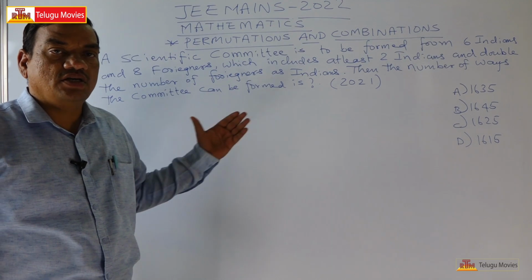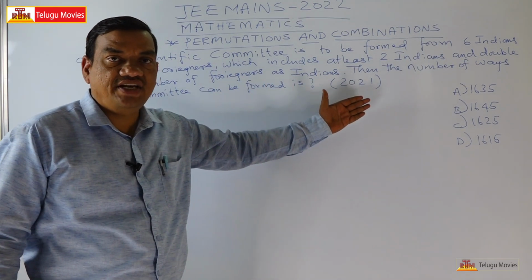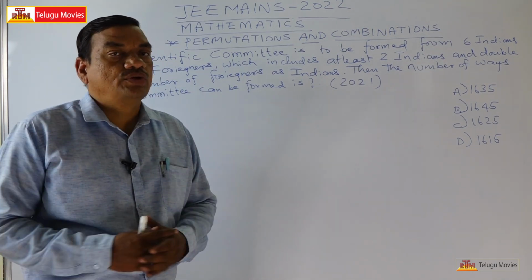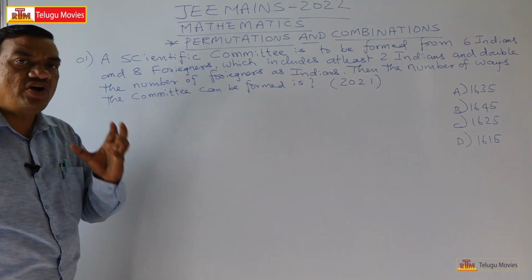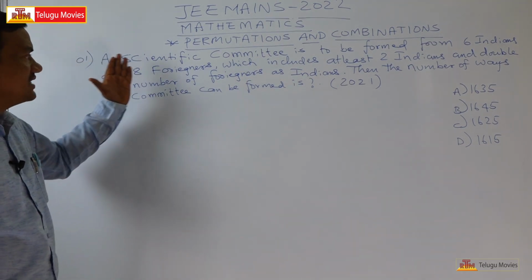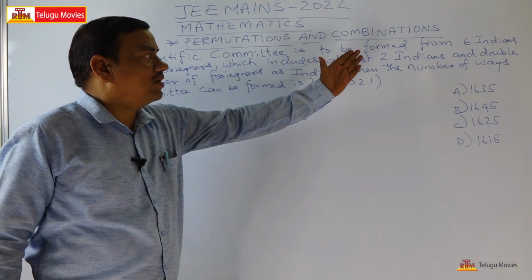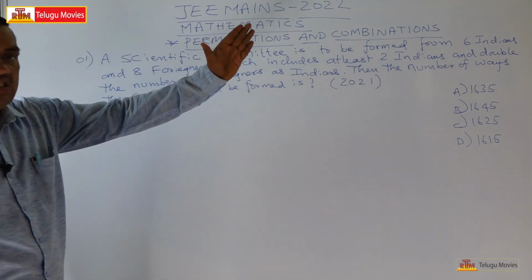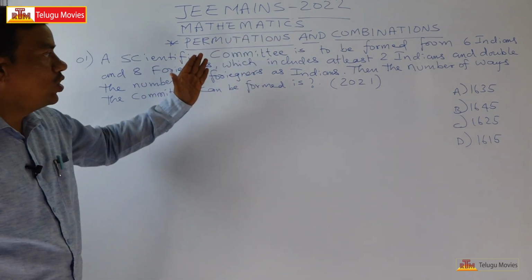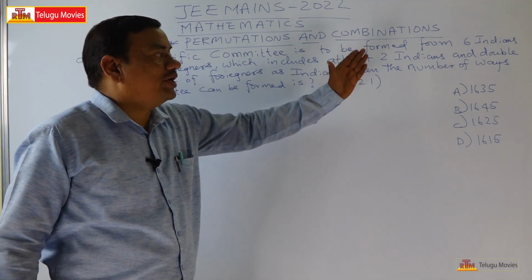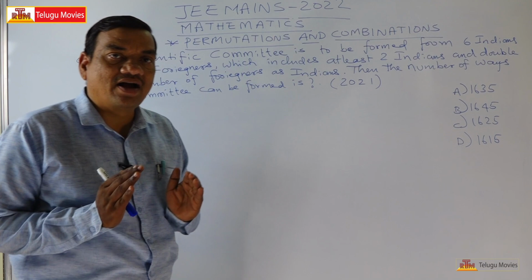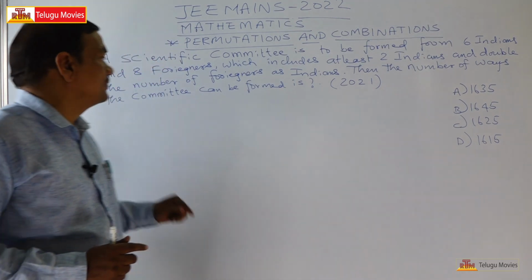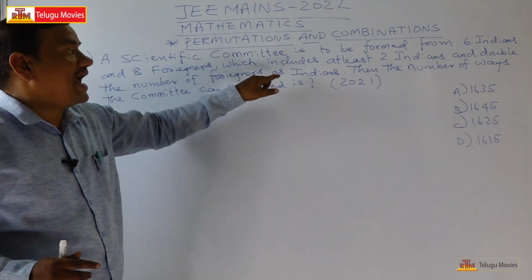This problem was asked in the 2021 JEE Mains examination. That means it is an already asked question. First read the problem, first try to understand the problem. The problem is: a scientific committee is to be formed from 6 Indians and 8 foreigners, which includes at least 2 Indians and double the number of foreigners as Indians.